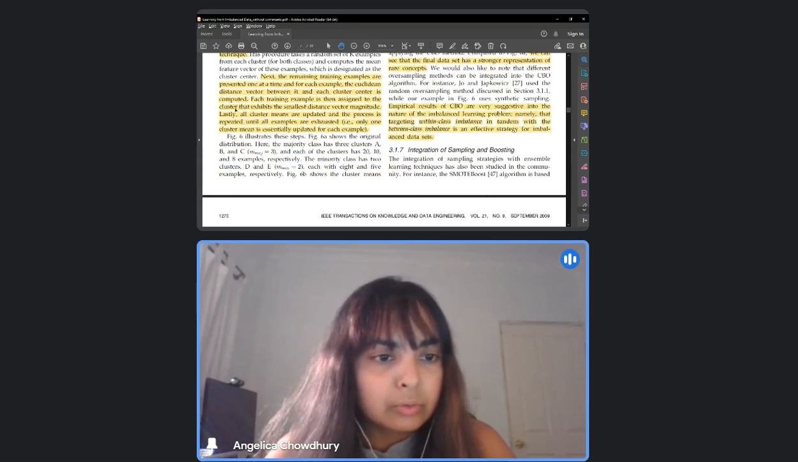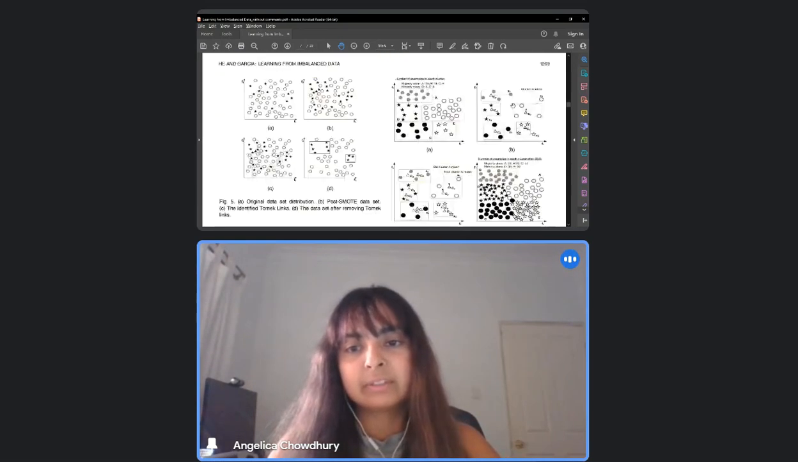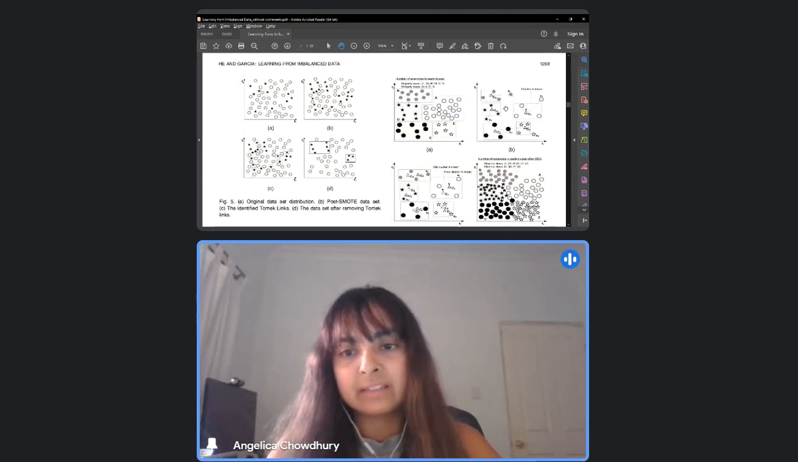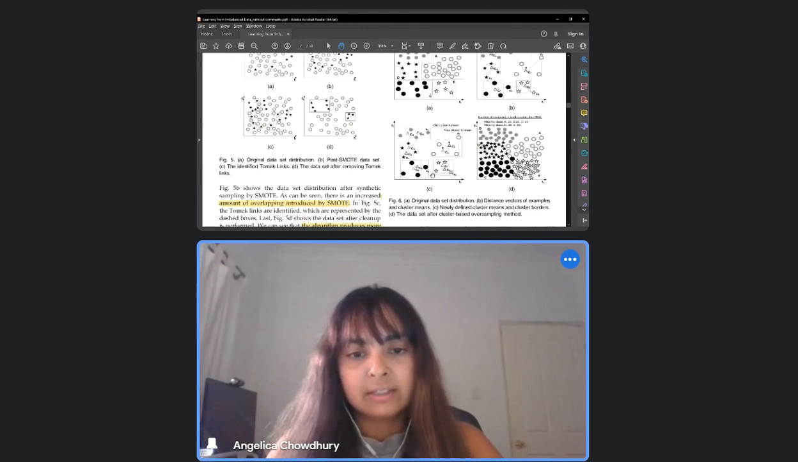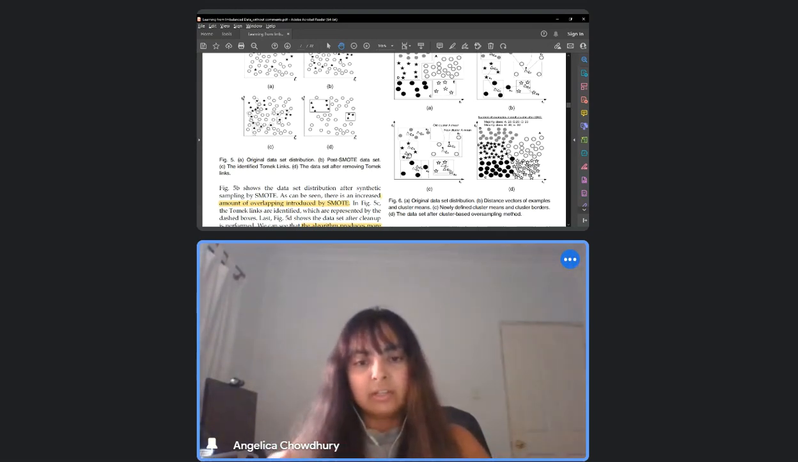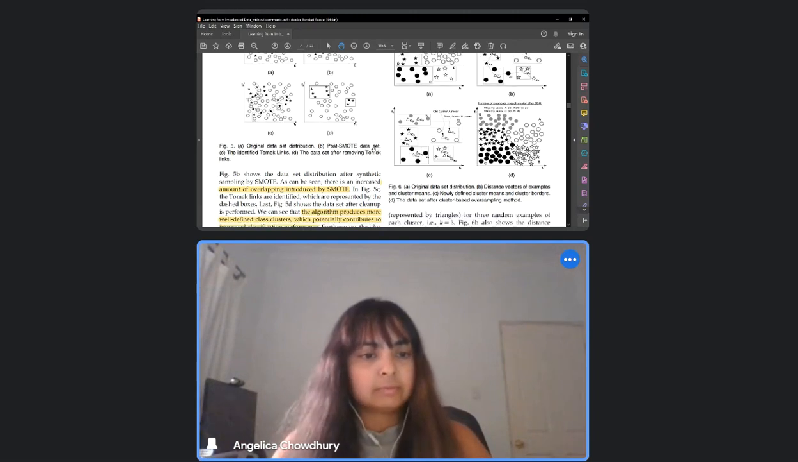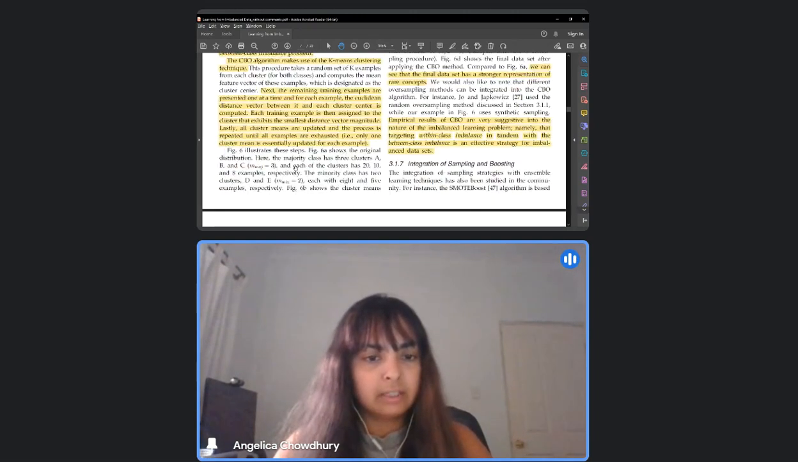Lastly, all cluster means are updated, and the process is repeated until all the examples are exhausted. Once this happens, it moves to this, creates the average of those 4 points, then creates another mean, and does this iteratively until all our training examples are under one of these available clusters. I think the example is already given there.